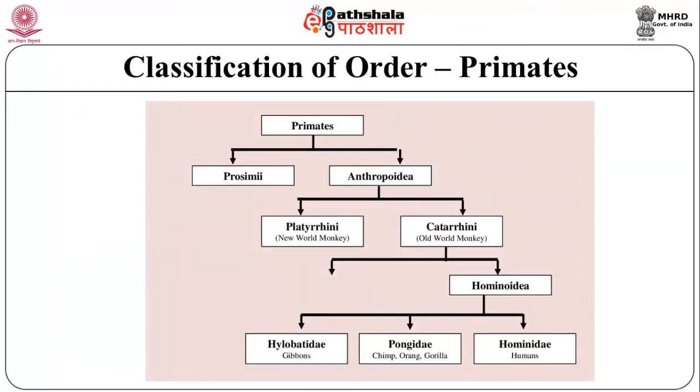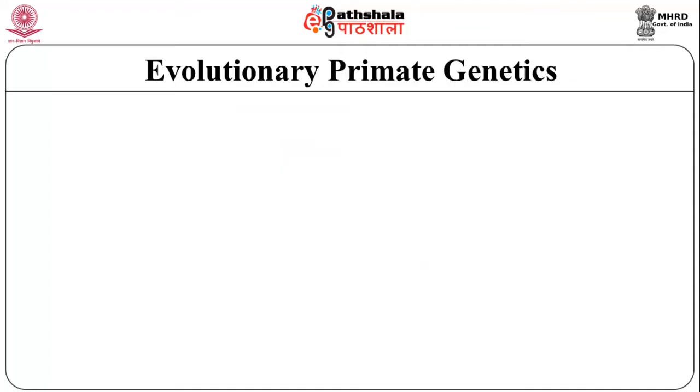Now let's have the classification of the order primates. The primates are broadly classified as prosimians and anthropoidea. The anthropoidea is further classified as the platyrrhinae, that is New World monkeys, and catarrhinae, that is Old World monkeys. The catarrhines are further subdivided as the Cercopithecoidea and Hominoidea. The Hominoidea are further classified as Hylobatidae, which includes the gibbon, Pongidae, which includes chimpanzees, orangutan, gorilla, and Hominidae, which includes the humans. Now let's have a look at the evolutionary primate genetics.